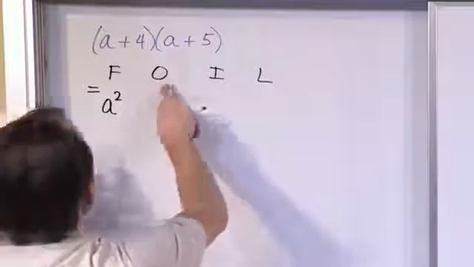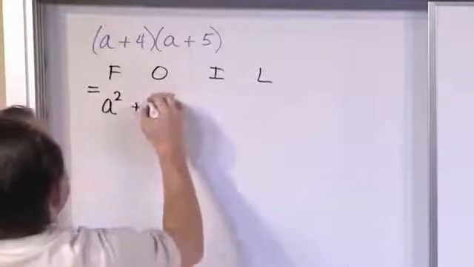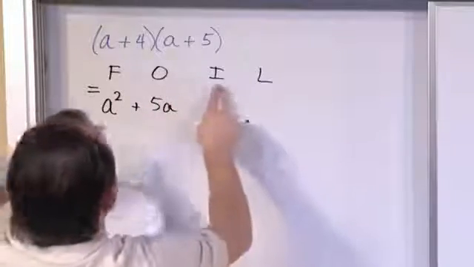Then we're going to do the outside terms. The outside terms are the ones on the ends. A times 5, you can rearrange that to 5a. Then we're going to do the inside terms.